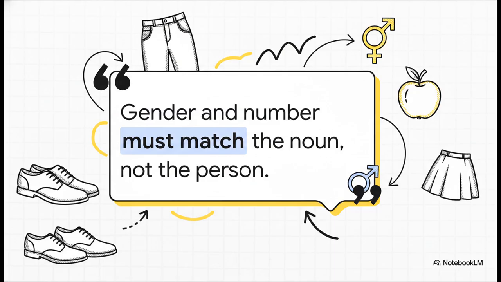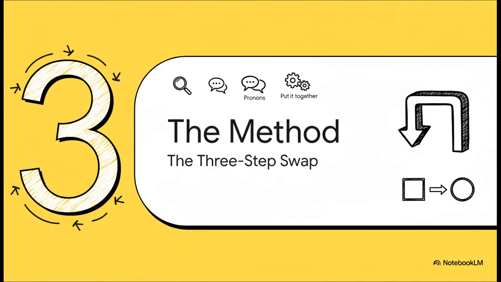So, how do you know whether to use lo, la, los, or las? This is the whole secret right here. The pronoun has to match the gender and number of the noun you're kicking out. So if you're replacing los zapatos, which is masculine and plural, you got to use los. Make sense, right? And if you're replacing la manzana, feminine singular, you use la. It's all about matching.